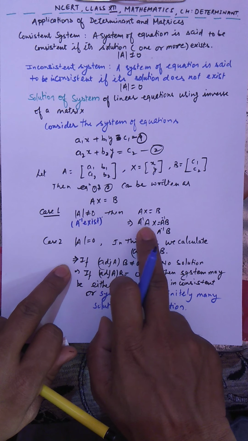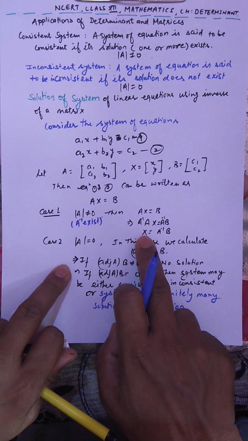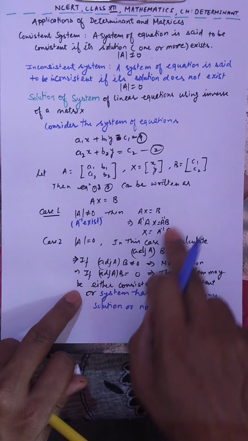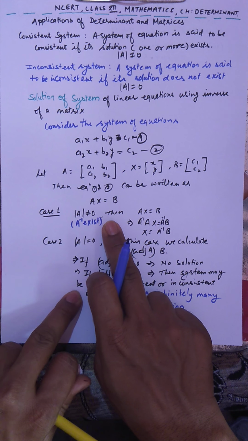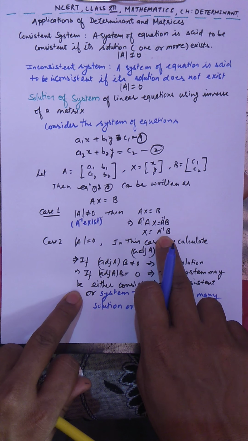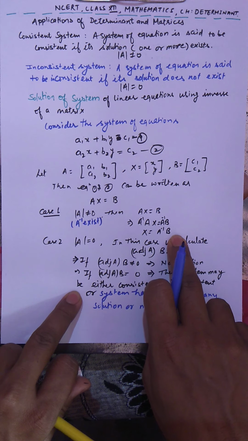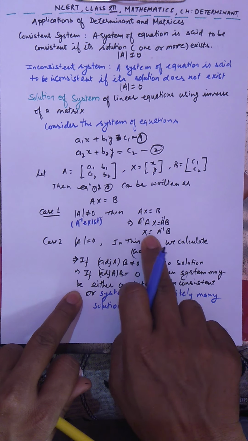So A into A inverse becomes I. So you may let it be IX, or you simply say X, and this side becomes A inverse B. So it means if you want to find the solution uniquely, then you just simply find A inverse and then multiply it by B, and you will get the values of x and y.